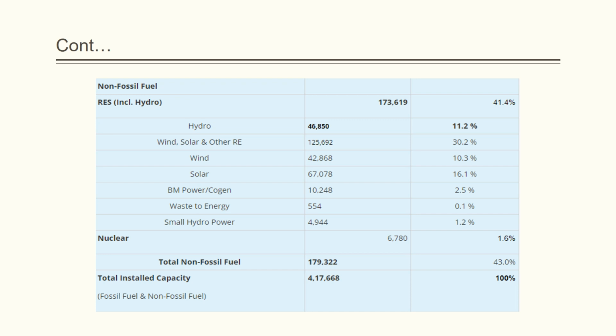Total non-fossil fuel is 1,79,322 megawatt, which is 43 percentage. The total installed capacity is 4,17,668 megawatt, which comprises fossil fuel and non-fossil fuel in total. So this is the maximum capacity.